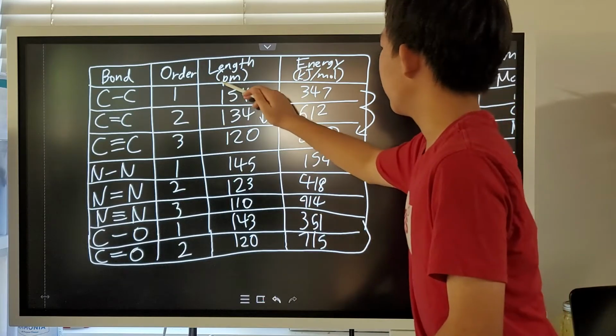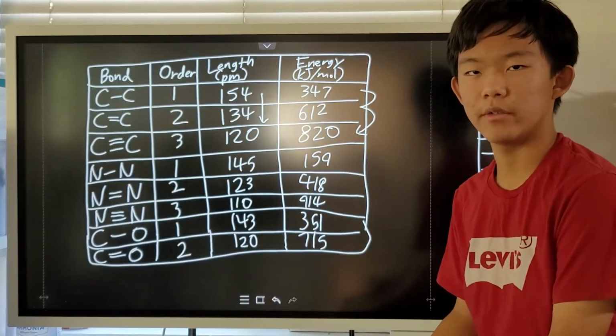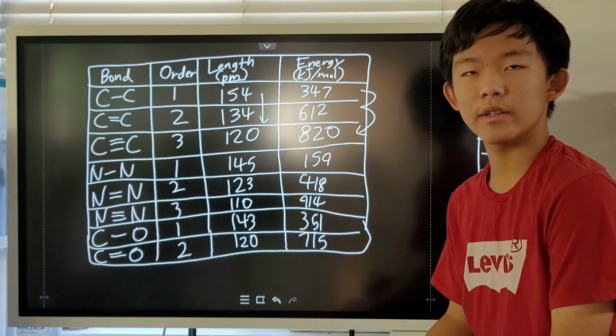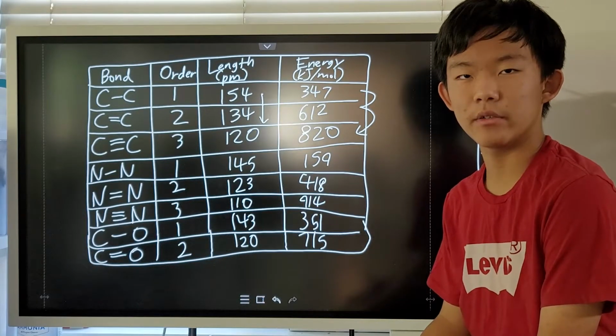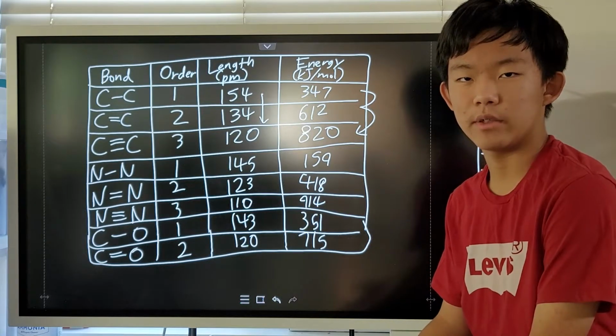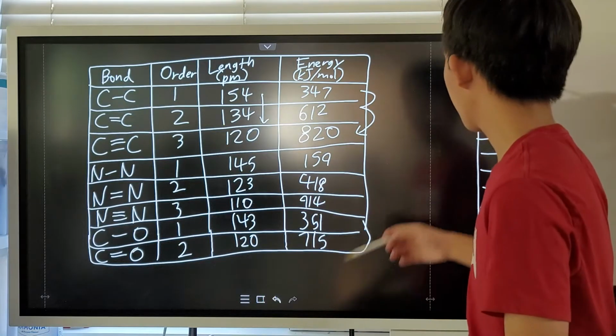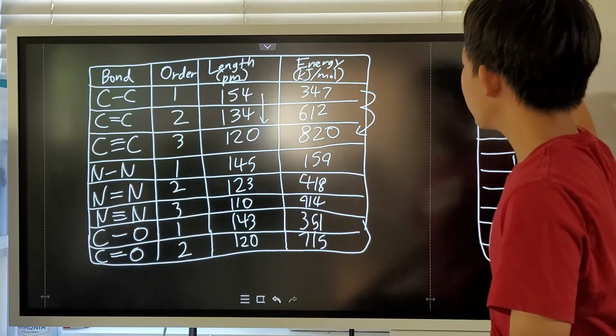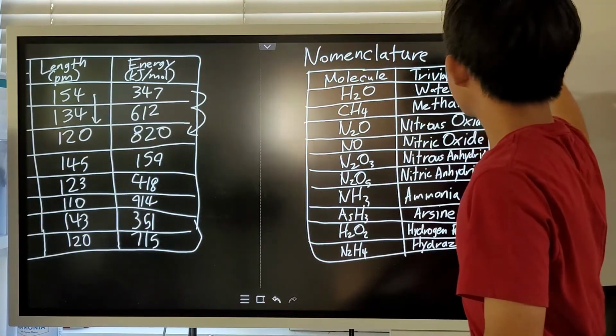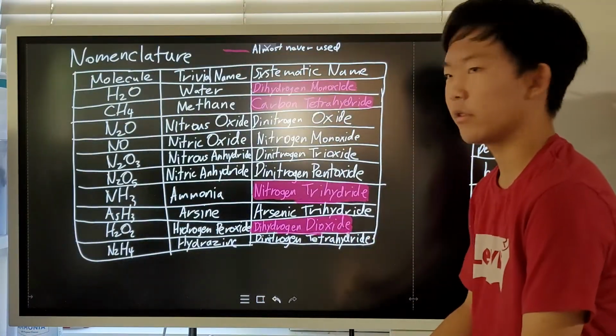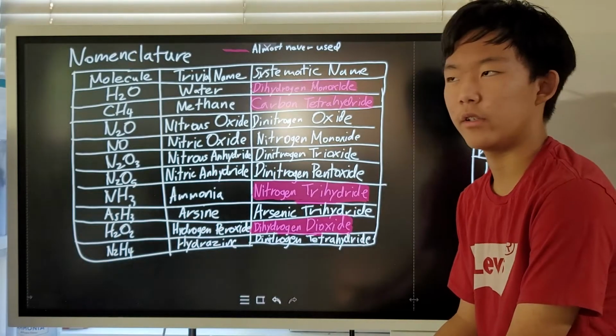Also, just as a side note, this is a unit called picometers. A picometer is 1 trillionth of a meter, or 1/1000th of a nanometer, which is incredibly tiny. So once you're done memorizing, let's go to nomenclature for just a second before we end the video.